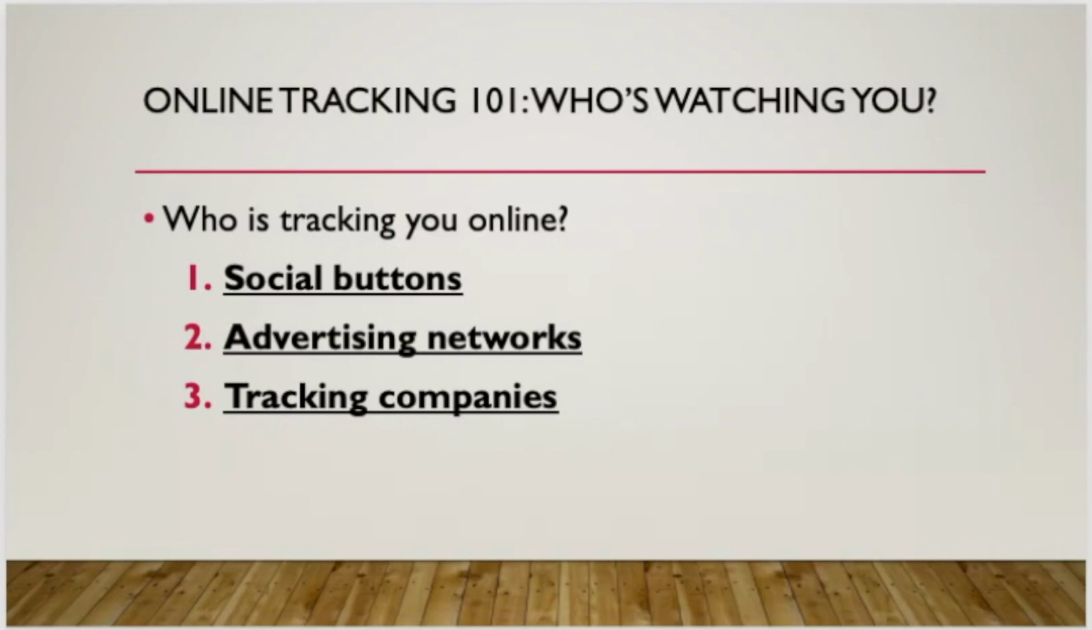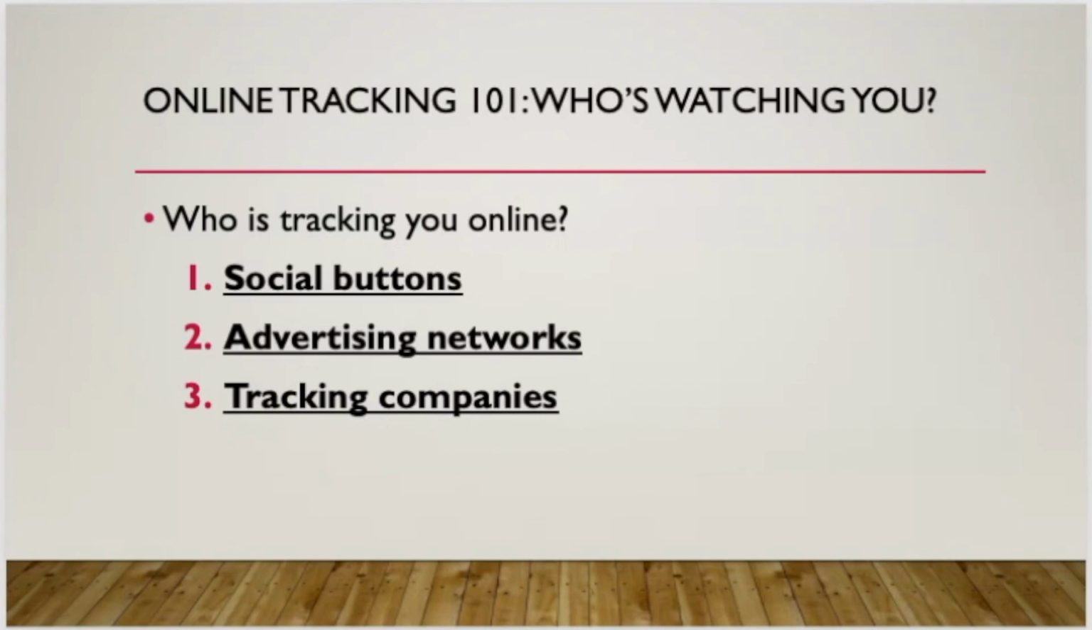So who's tracking you online? There are 3 different categories that are tracking you. You've got your social buttons, your advertising networks, and your third-party tracking companies, who then would sell your information. Social buttons basically tell social networks everything you're doing on the web, so they can use that information to provide you with customized advertisements as well as sponsored ads for whenever people are using ad placements on those social platforms.